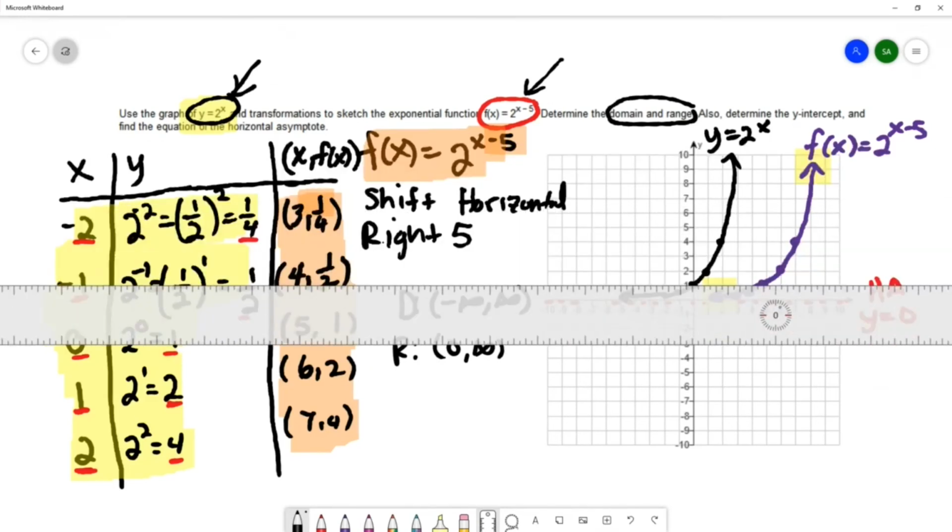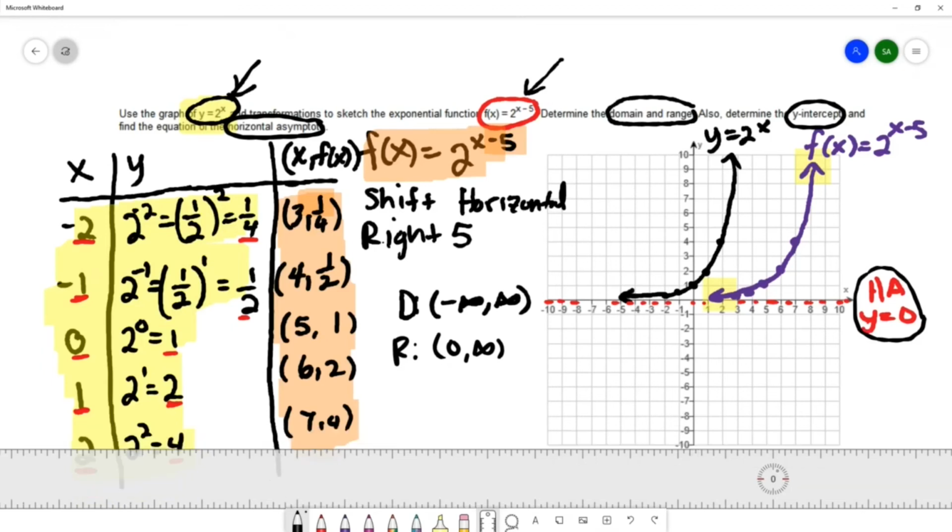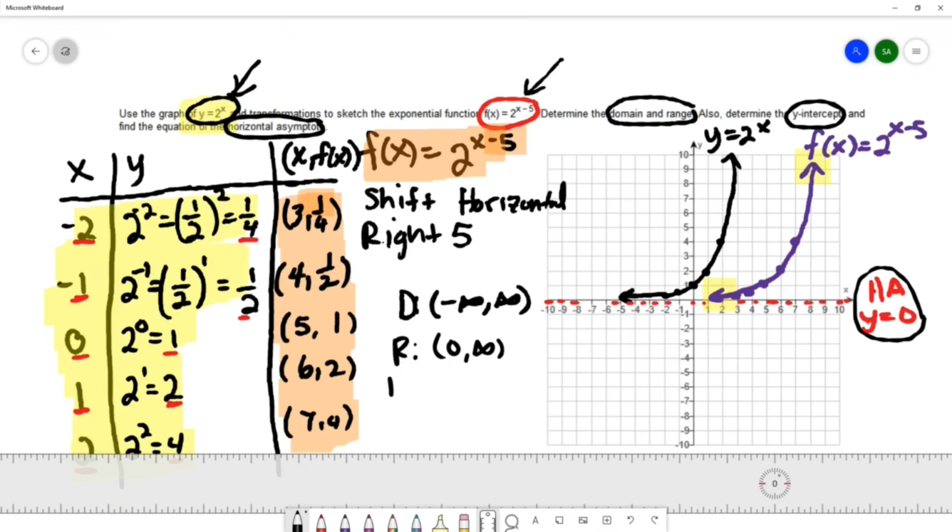We also want to determine the y-intercept and also the horizontal asymptote. So our original horizontal asymptote was at y equals 0, and you can see that because we didn't shift up or down, that horizontal asymptote didn't move. So the new horizontal asymptote will also be y equals 0.